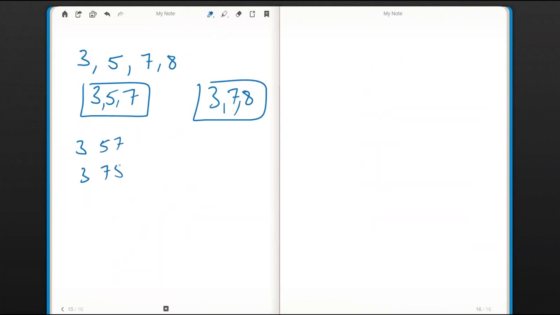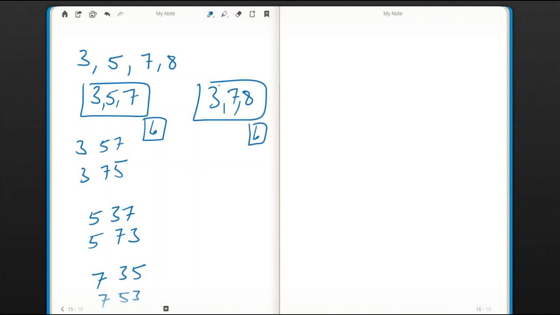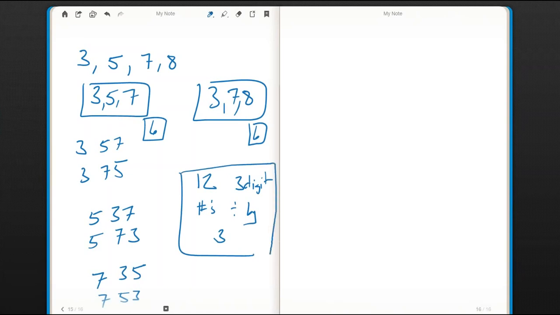357, 375, 537, 573, 735, 753. This gives me 6 options for this set of numbers. There will be likewise another 6 options for that set of numbers, for a total of 12 numbers. There are 12 3-digit numbers that are divisible by 3. That's our answer to part C.